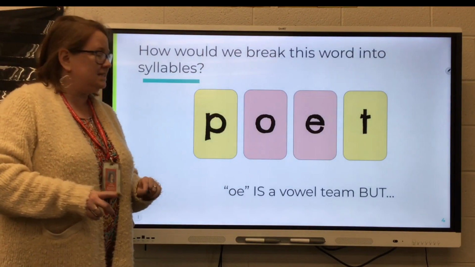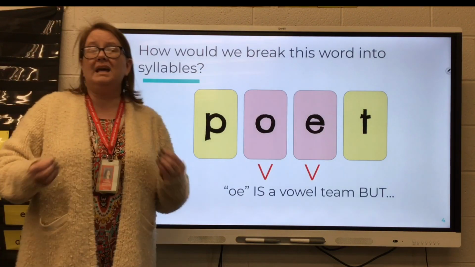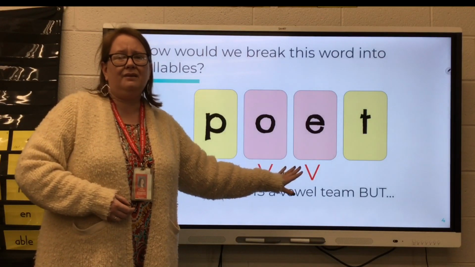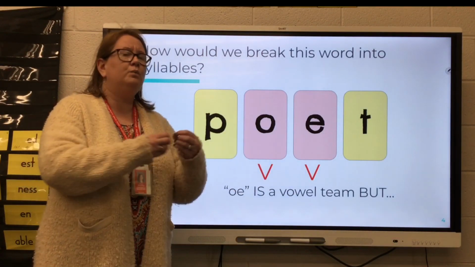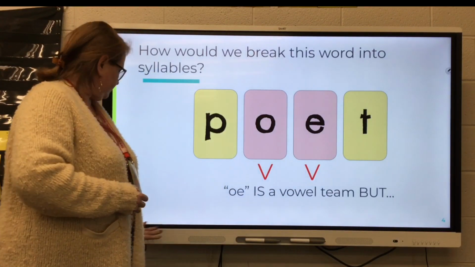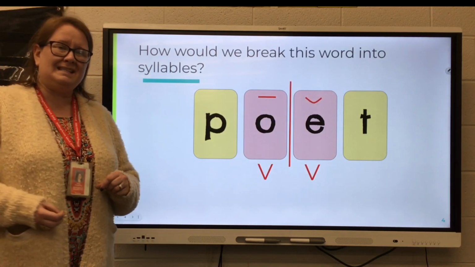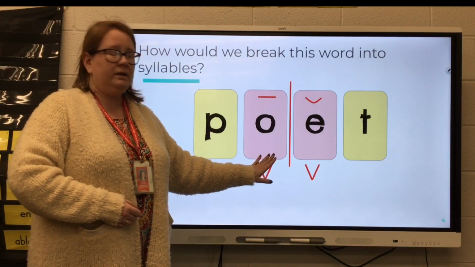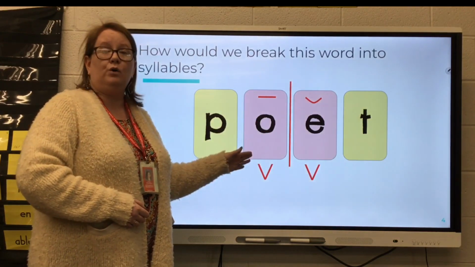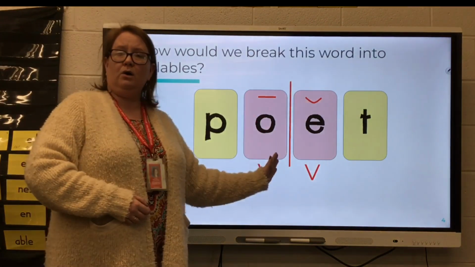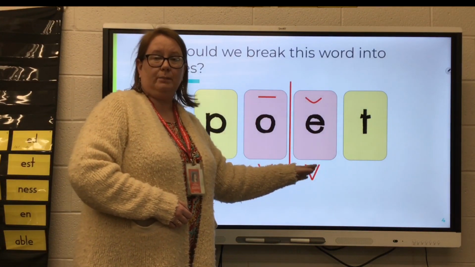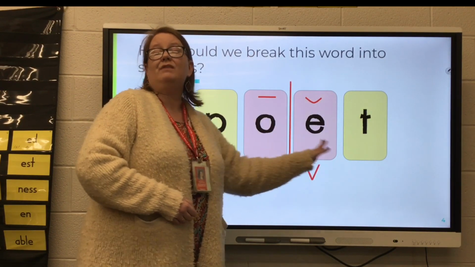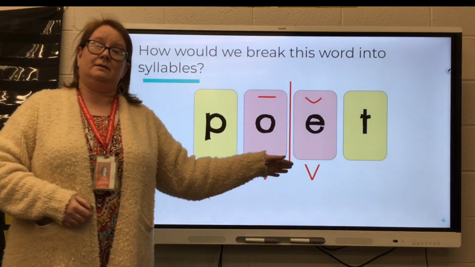So in this case, I am going to go ahead and split these two vowels apart because O-E is not a vowel team in the middle of a word. We need to separate it. So when I separate it, I draw my line. Once again, my first syllable is an open syllable, so my O is going to say O, and I have po. My second syllable, my E is closed in. It's going to make a short sound and I have et, poet.